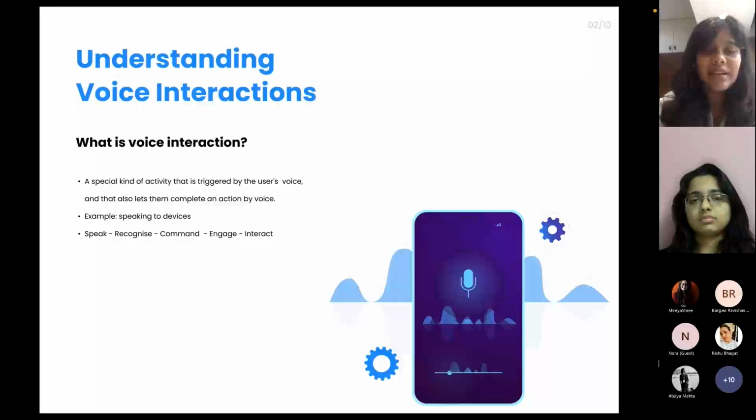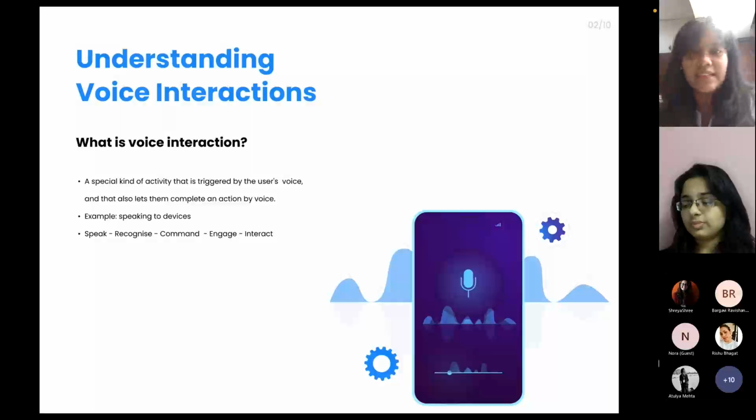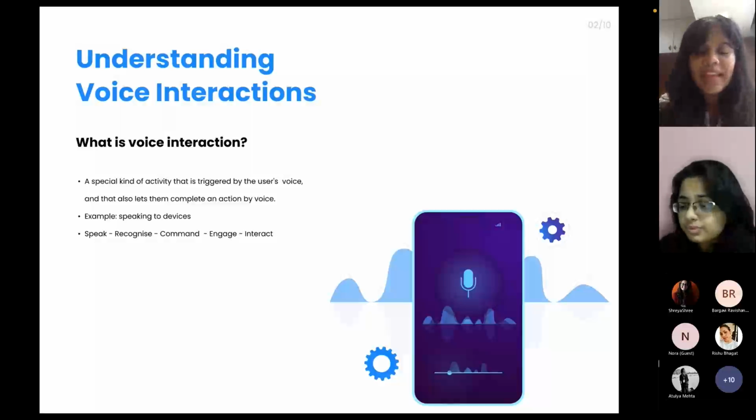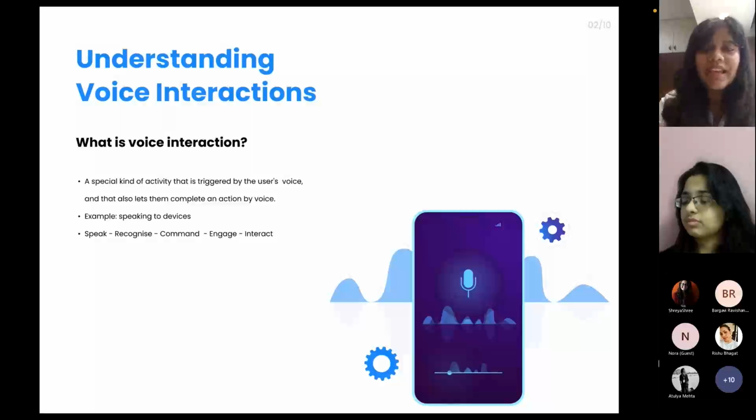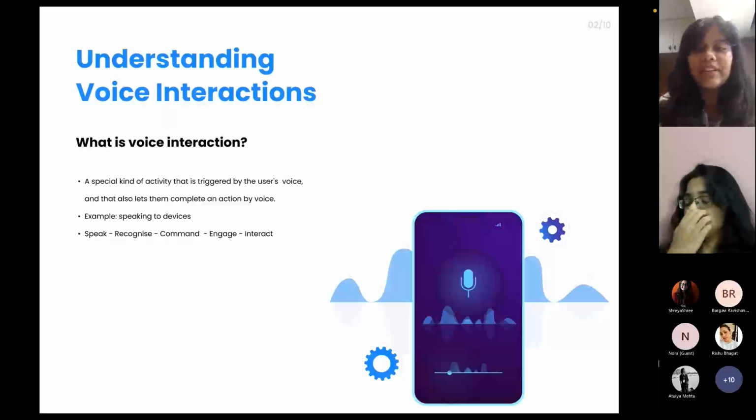So the first thing, before even interacting with a device, you need to speak, right? So speaking is essential. After you speak, the device has to recognize what you say. And once the device recognizes what you say, it recognizes not just what you're saying, but the command that you're giving to the device. And once it recognizes that, it gets into basically completing that particular demand.